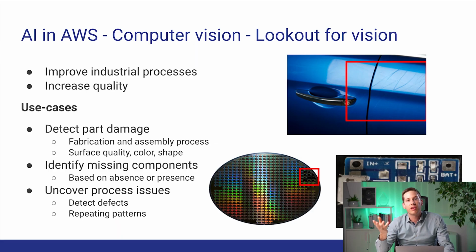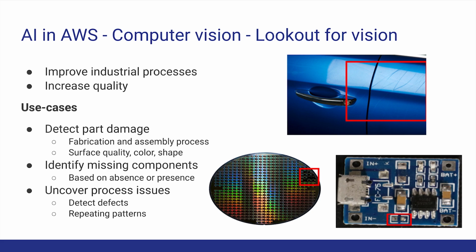So the next service is Lookout for Vision, which in comparison to Rekognition is a bit different because it uses industrial images. Most of the use cases are industrial production lines where you can improve your production quality. Here, for example, you can identify scratches. For example, here you can see a door of a car has scratches. You can identify these defects.